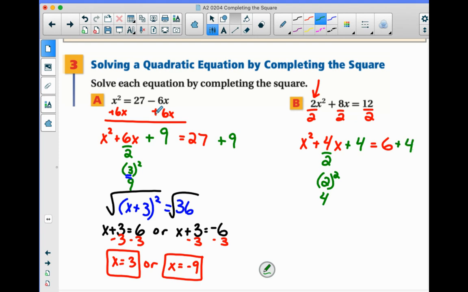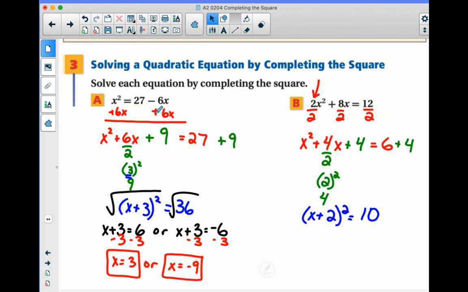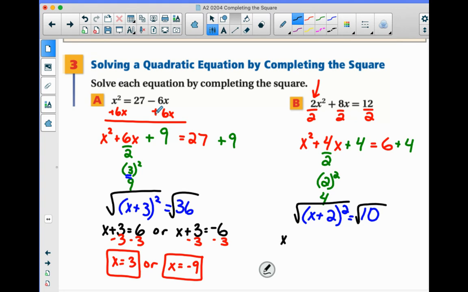Now we've got ourselves a perfect square trinomial. So the left side would factor as x plus 2 squared. On the right, we've got 6 plus 4 is 10. Now sometimes they'll have you round to decimals and stuff. We're going to keep it in simplest radical form. So we are going to square root both sides. We'll have x plus 2 equals something, and x plus 2 equals negative something. Now 10 doesn't have any perfect squares in it except for 1. So we're just going to leave it as root 10, radical 10.